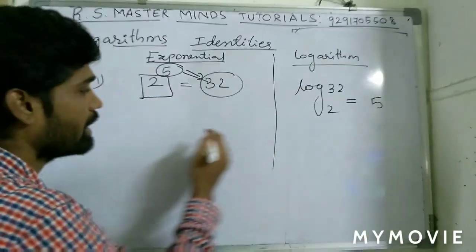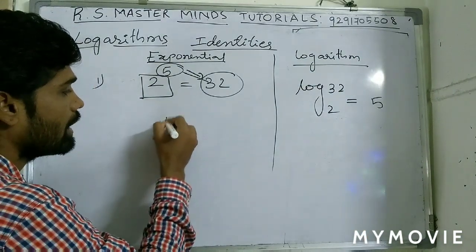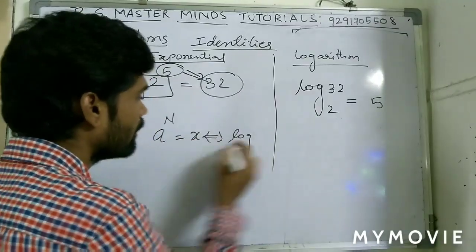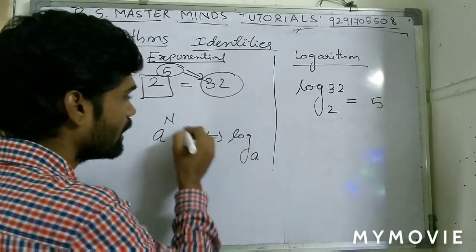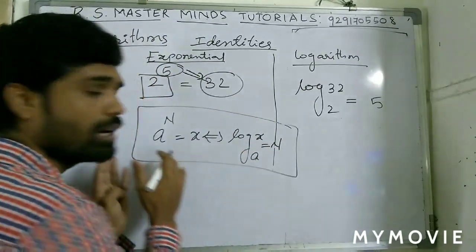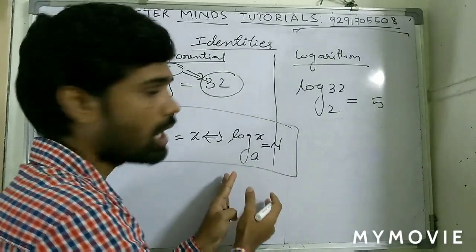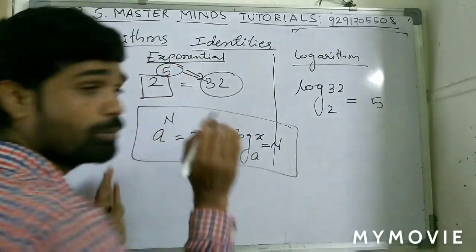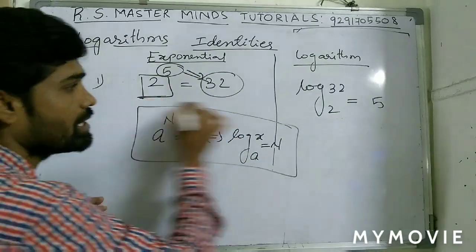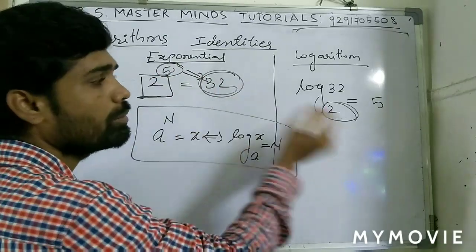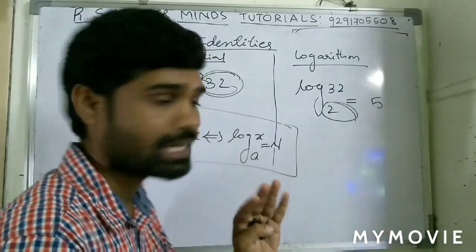Generally, we have already written that a power n is equal to x can be written as log x to the base a is equal to n. So this is the general form for converting exponential form to logarithm. The base won't change; only the power and the value change places. I hope you understand.